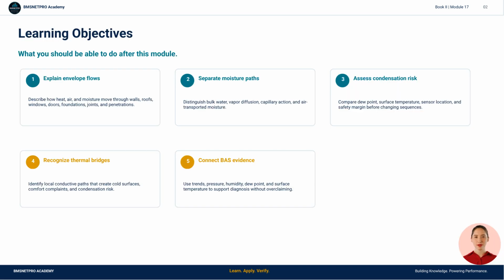Here are the learning objectives. You will learn how the building envelope manages three flows: heat, air, and moisture. You will separate moisture paths because bulk water, vapor diffusion, and air-transported moisture are not the same problem. You will use dew point and surface temperature to evaluate condensation risk. You will recognize thermal bridges and perimeter load patterns. Most important, you will learn how BAS trends can support a building science investigation without turning every envelope defect into a control sequence debate.